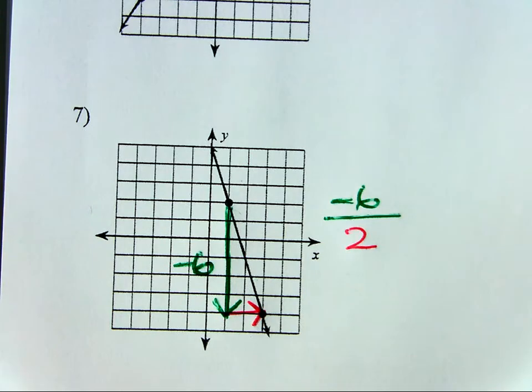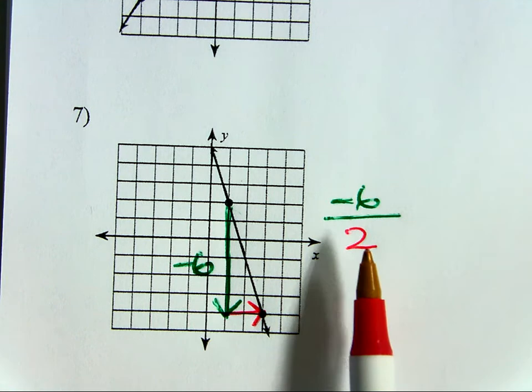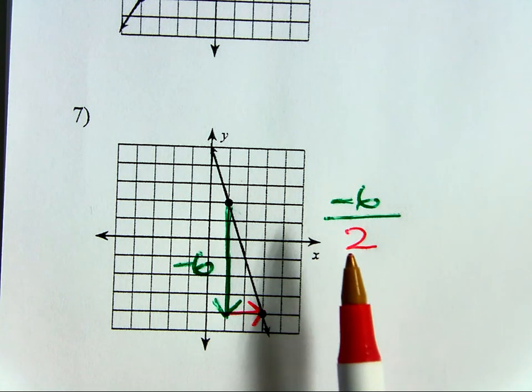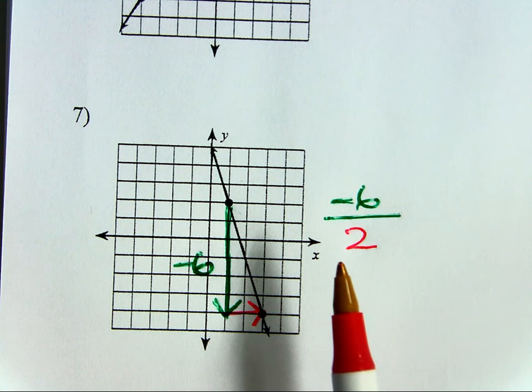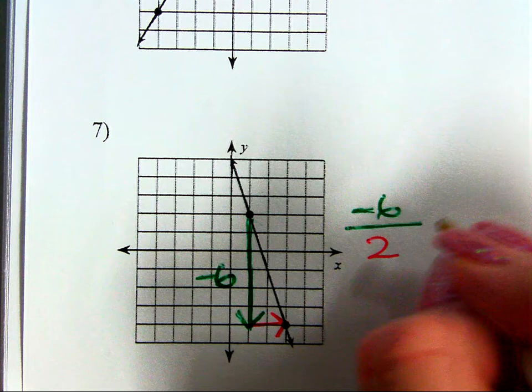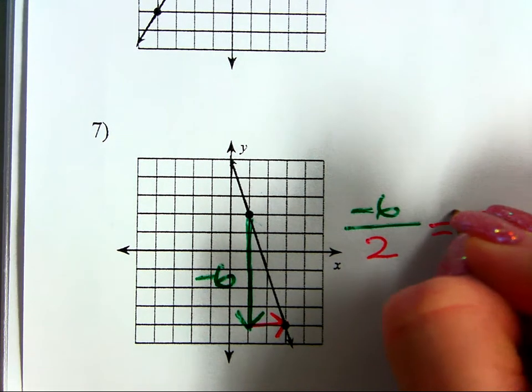Okay, so did you get that? So, on your check for understandings, if you leave this as -6 over 2, you're going to get a 0.5 point off. Because slopes should always be reduced, if possible. Okay? So this correct answer is actually -3.